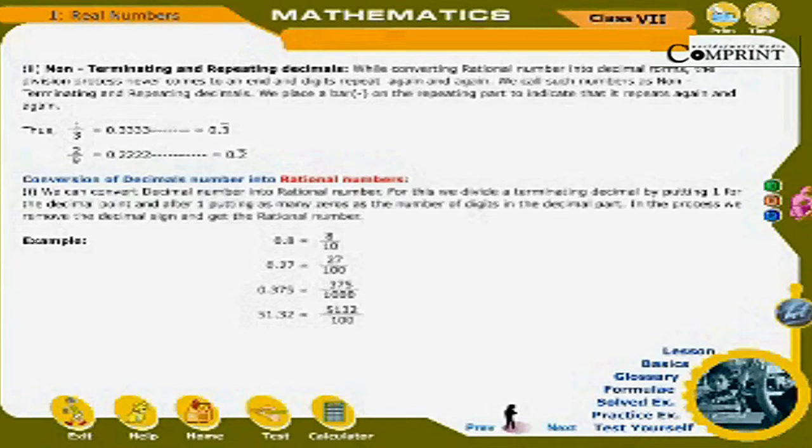Conversion of decimals into rational numbers. First, we can convert a decimal number into a rational number. For this, we divide a terminating decimal by putting 1 for the decimal point and after 1 putting as many zeros as the number of digits in the decimal part. In the process, we remove the decimal sign and get the rational number. Example, 0.8 is equal to 8 upon 10, 0.27 is equal to 27 upon 100, 0.375 is equal to 375 upon 1000, 51.32 is equal to 5132 upon 100.